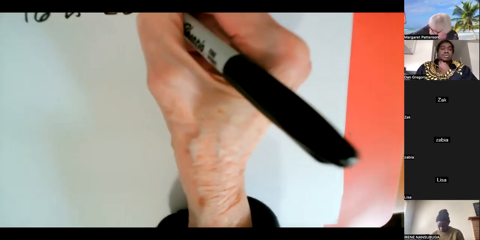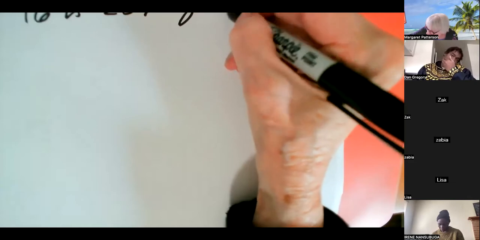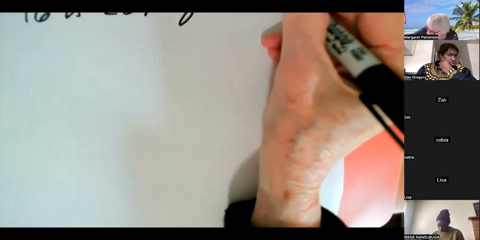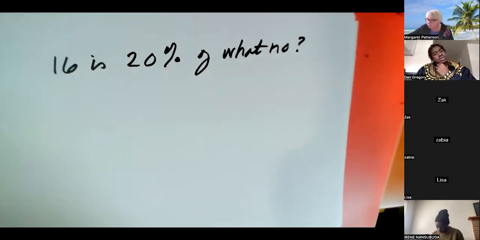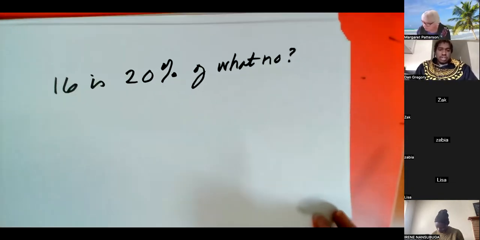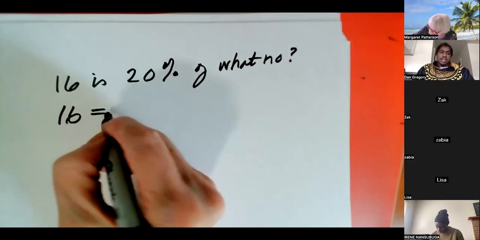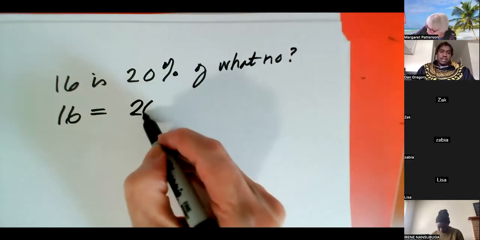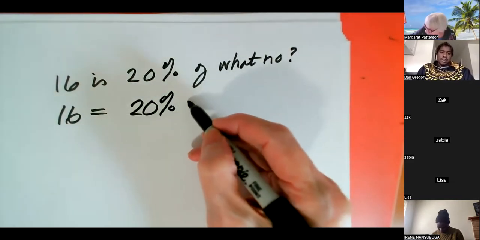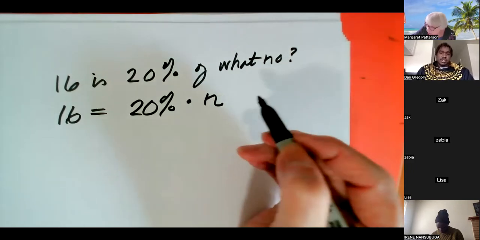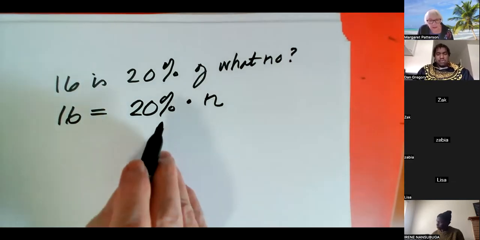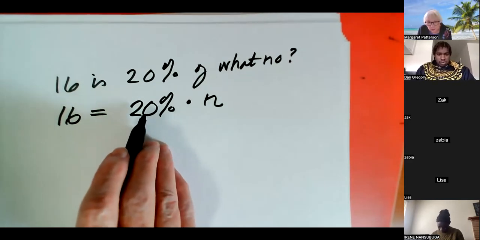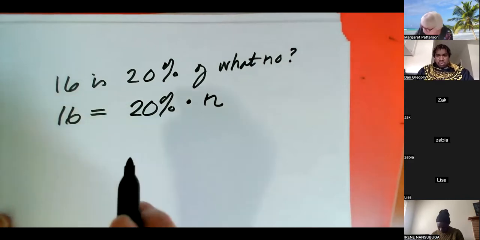Let me do this one. 16 is 20% of what number? Let me make it so we can see it. 16 equals 20% times N, or X, whichever letter you like. I think I'm going to make this a decimal.